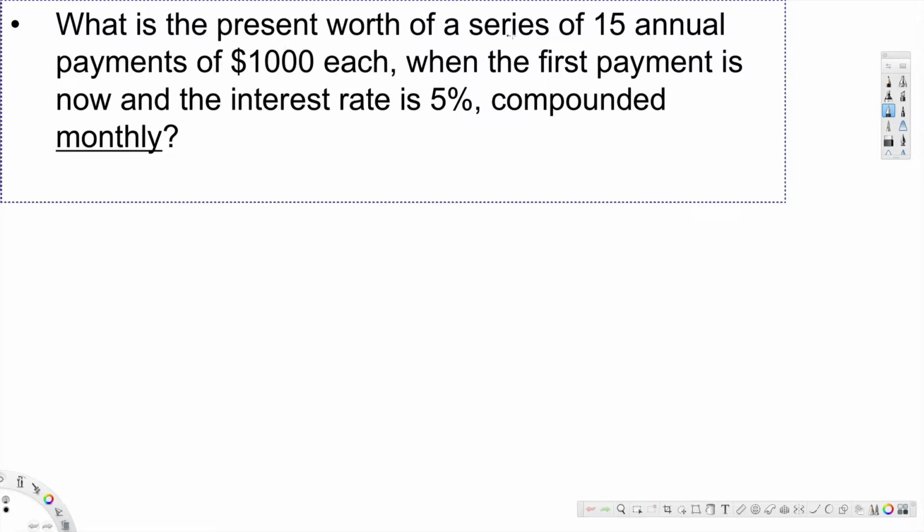So what is the present worth of a series of 15 annual payments of $1,000 each when the first payment is now and the interest rate is 5% compounded monthly? Okay, now let's see how to do that.